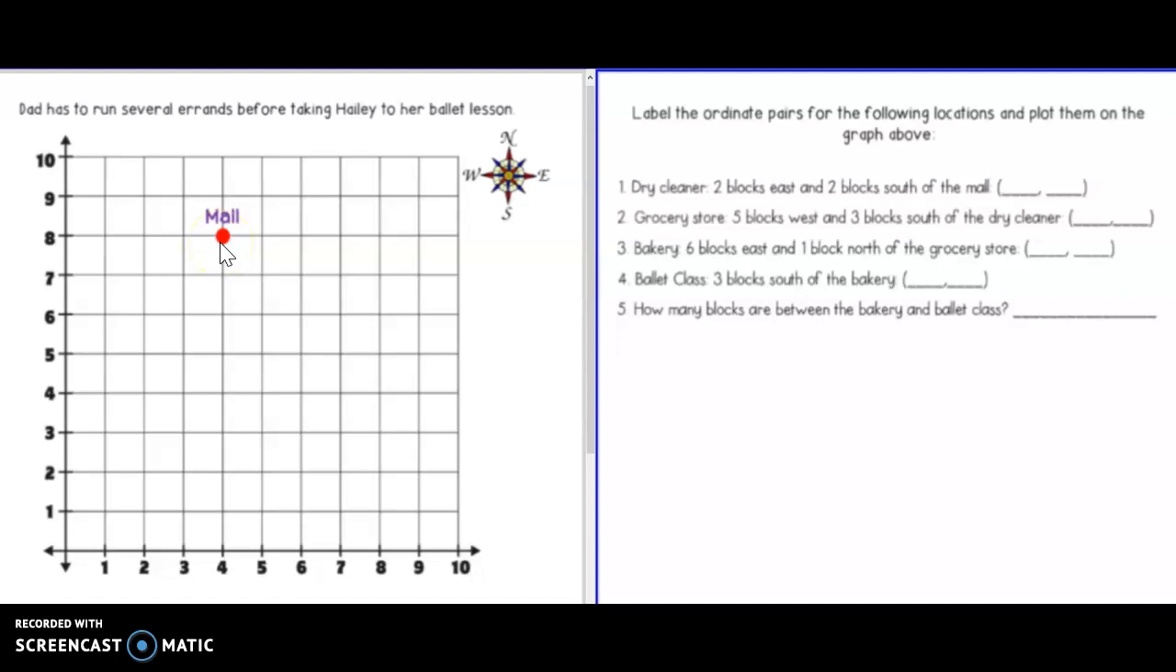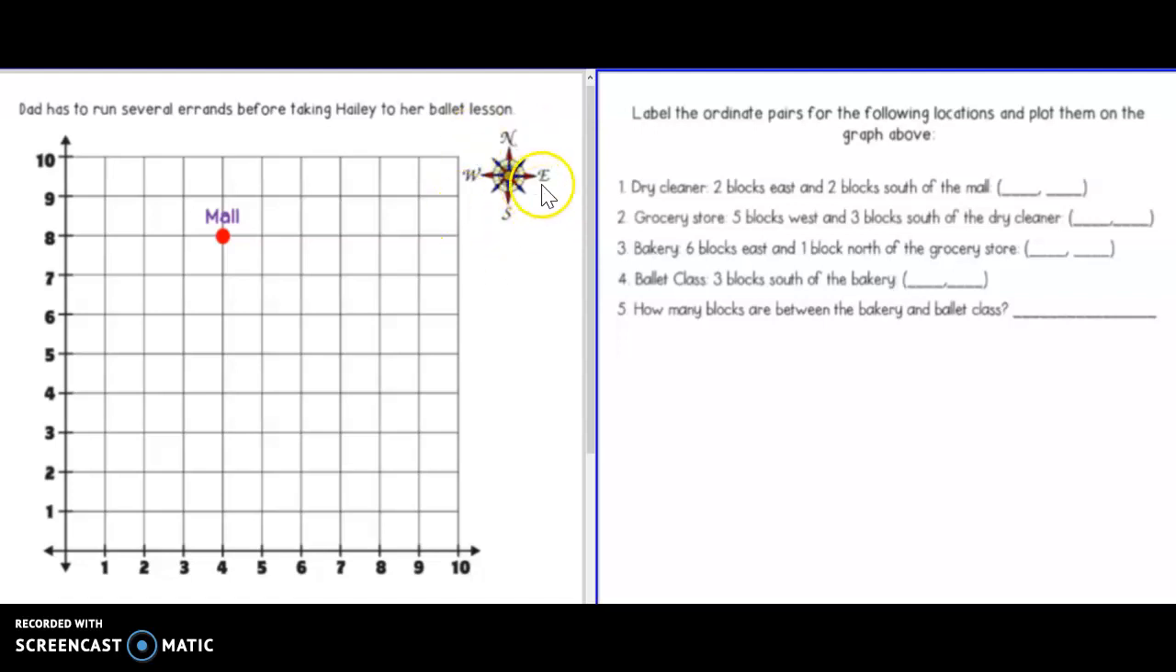It says, Dad has to run several errands before taking Haley to her ballet lesson. Over here on the right is the information that we're going to go through using this coordinate grid, or this map represented on a coordinate grid. The first errand that Dad has to do is go to the dry cleaner. It says that the dry cleaner is 2 blocks east and 2 blocks south of the mall.